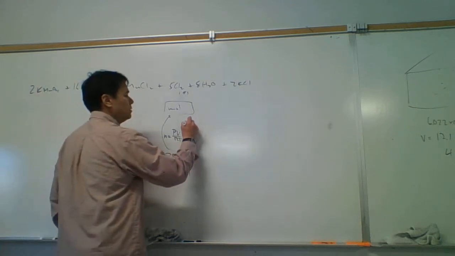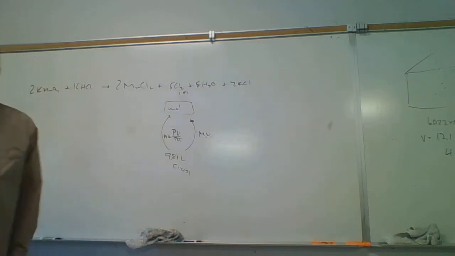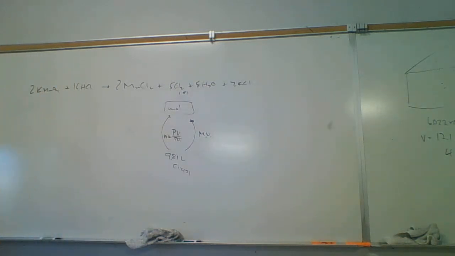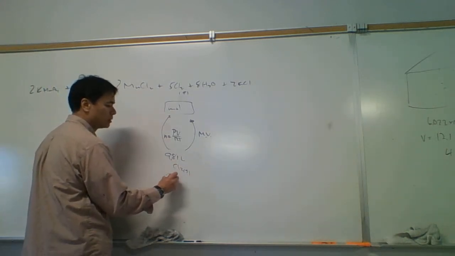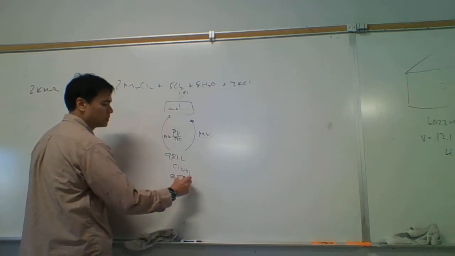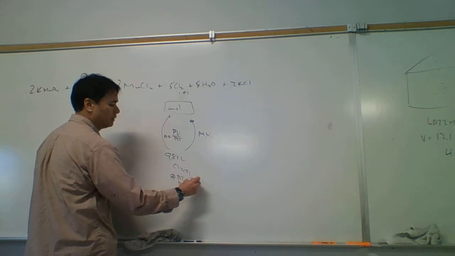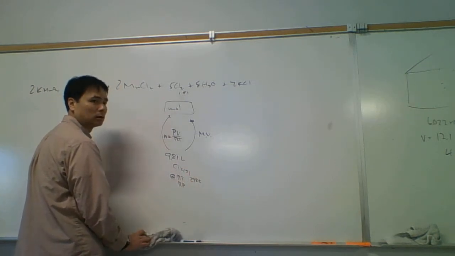Or 2, we can use the molar volume at STP. STP is not that useful. So let's say we did 9.81 liters. I'm going to change this problem a little bit at room temperature and room pressure. Room temperature we're going to call 298 Kelvin. Room pressure, which one should we use? Atmosphere or bar?